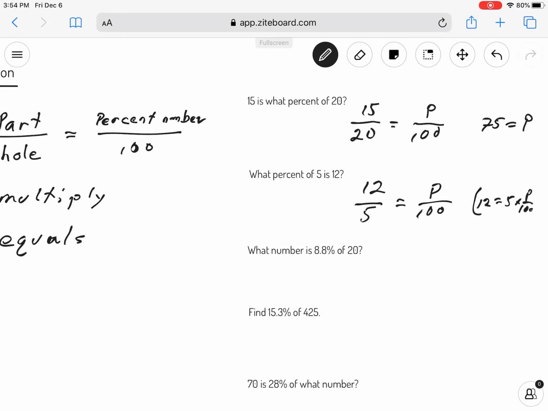So this is kind of an aside. If we solve this for P, we do 12 divided by 5 times 100, and our P is going to be 240. So that's 240%.